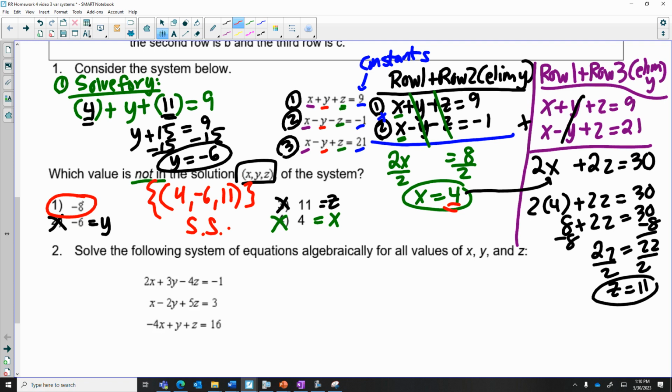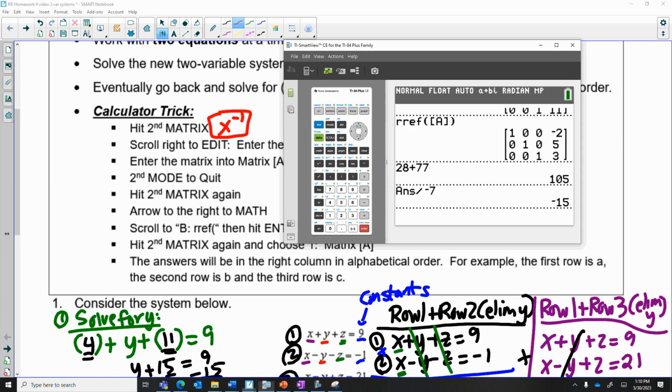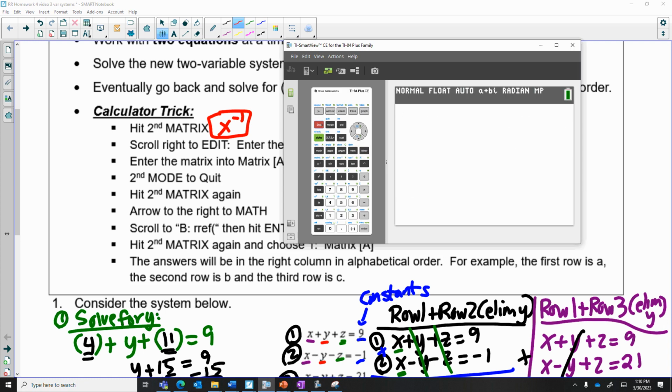Now, we can actually check this using our calculator, using what we call a matrix. To get to the matrix, we're going to press second matrix, which is the x to the negative 1 button. It's next to the sine button, below the math button, and you're going to go over to the right to where it says edit, and you're going to choose number 1, matrix A.